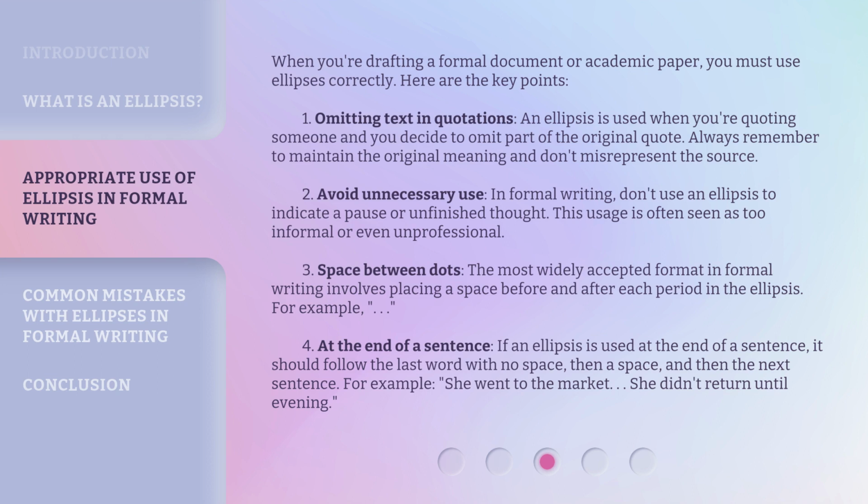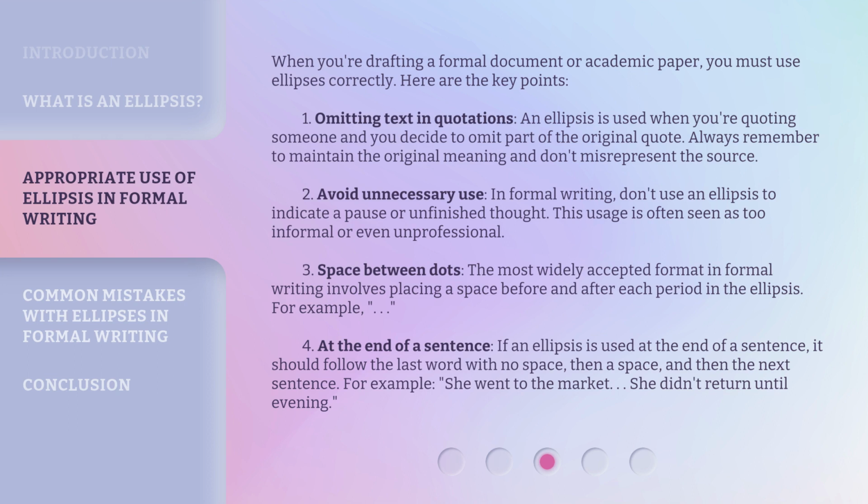Here are the key points. 1. Omitting text in quotations. An ellipsis is used when you're quoting someone and you decide to omit part of the original quote. Always remember to maintain the original meaning and don't misrepresent the source. 2. Avoid unnecessary use. In formal writing, don't use an ellipsis to indicate a pause or unfinished thought. This usage is often seen as too informal or even unprofessional.